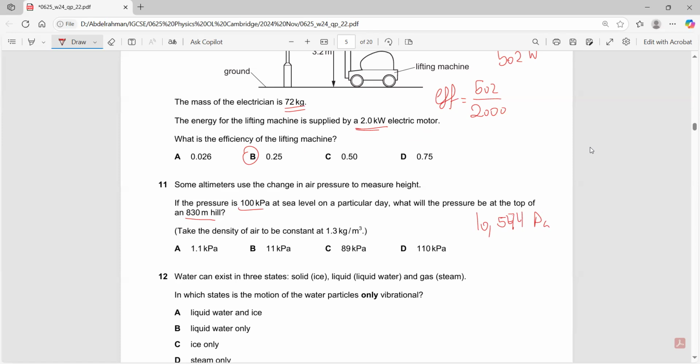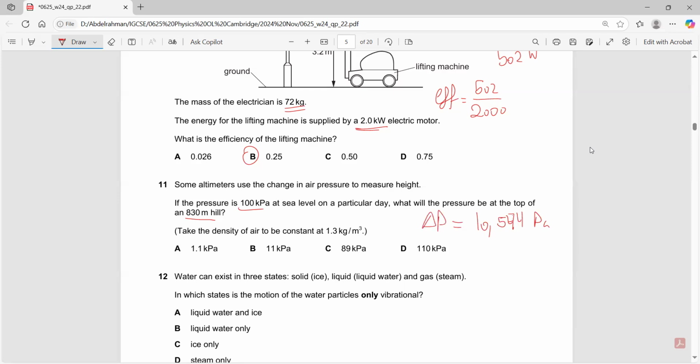A lot of you might say the answer would be A, right? Even though A is wrong. Or even if you say B, for example, it's 11,000 pascals, B is again wrong. Why is B wrong? Because this would be the change in pressure. This is the change in pressure. Let me write it down.